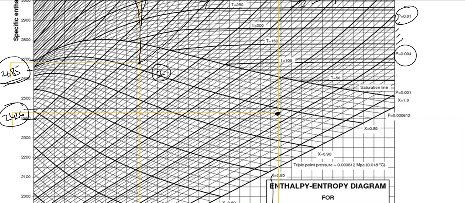So enthalpy would be 2426. Entropy would be 7.88. And if you are a little bit more curious, you can find the value of x as well. This line over here is x equal to 0.95, so at this point it is 0.95.